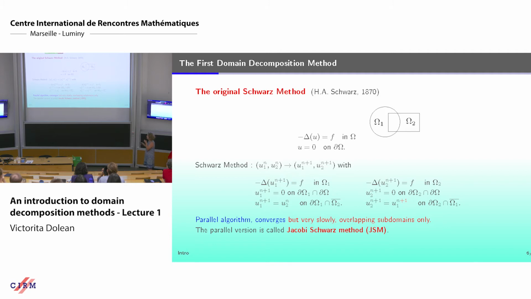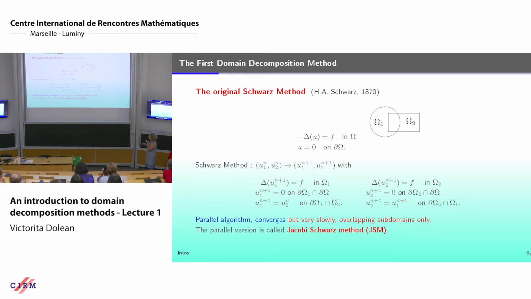This method was initially introduced by Schwarz in 1870 to prove existence and uniqueness of the solution of this problem in a generally shaped domain. So it was not meant for parallel computing. How does it look?